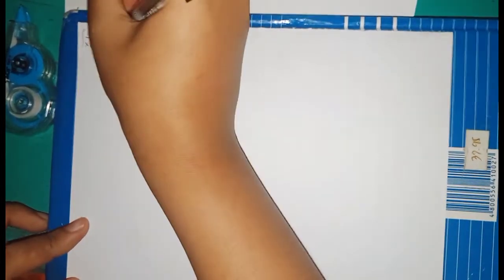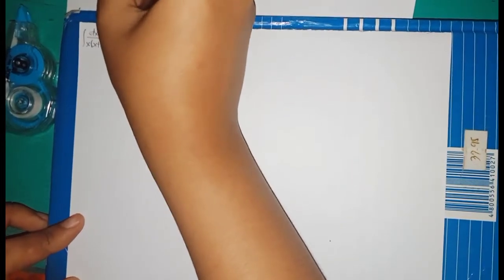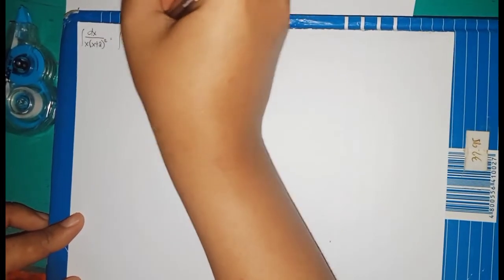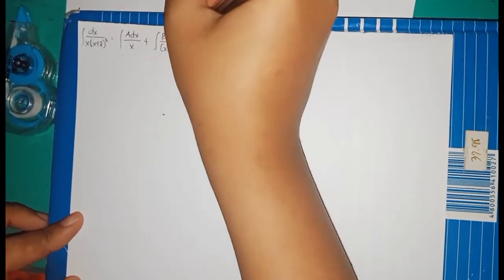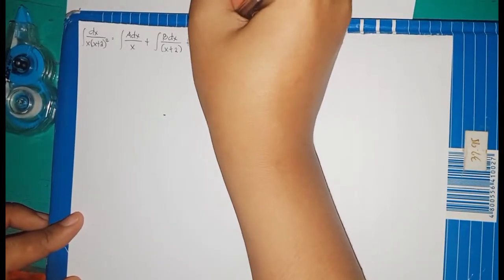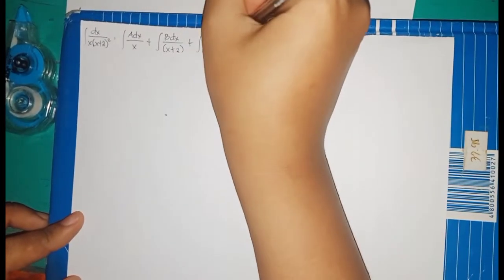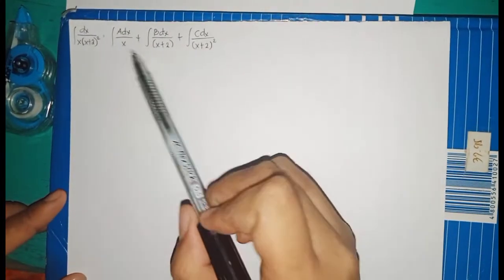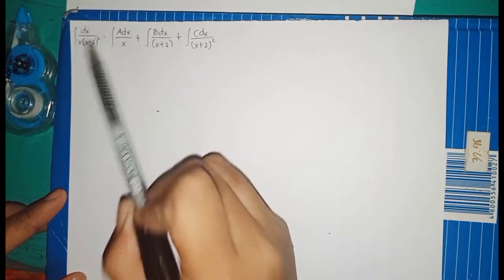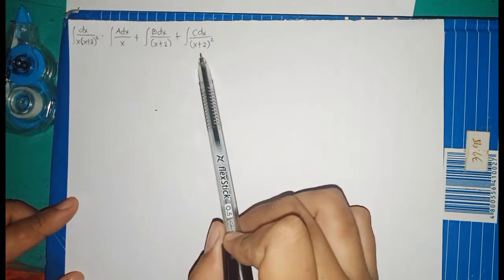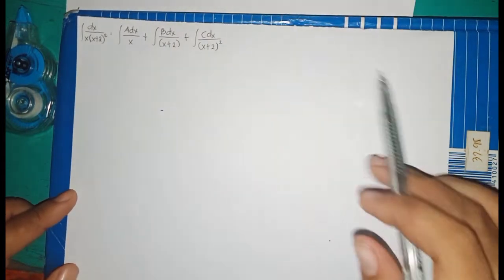So we have A dx over x plus B dx over x plus 2 plus C dx over x plus 2 squared. This x comes from here. Since this is repeated, we have 1 here, x plus 2, and then x plus 2 squared.